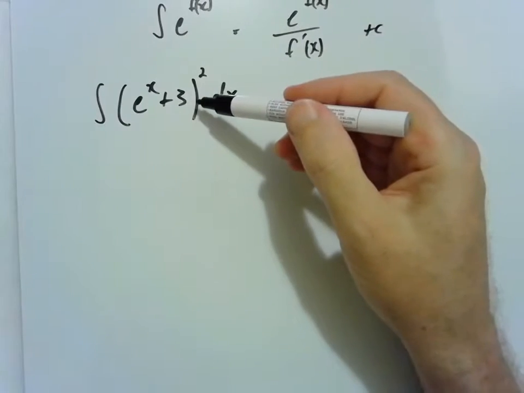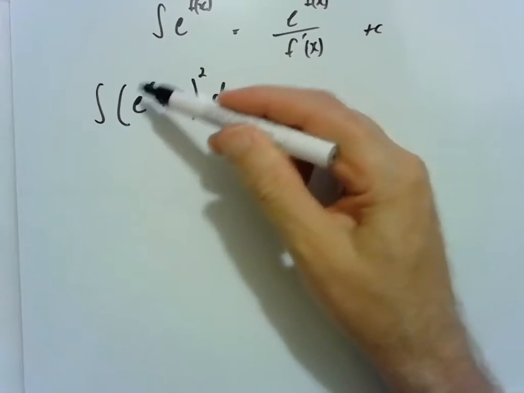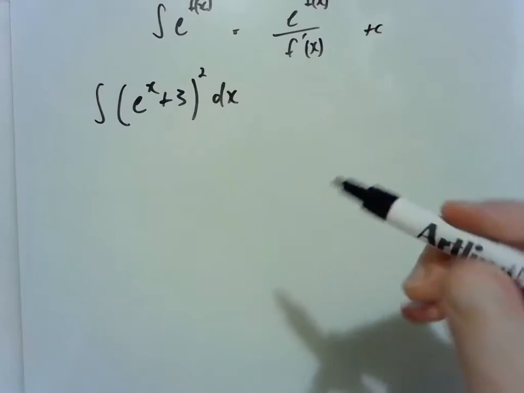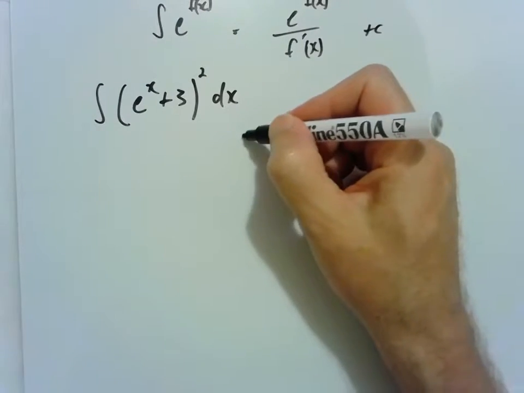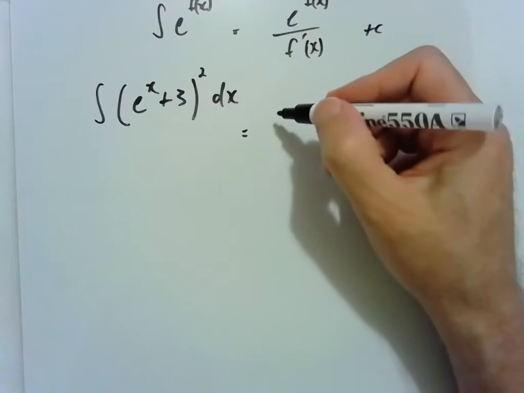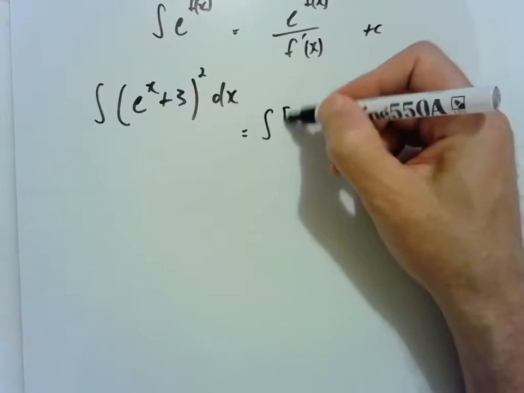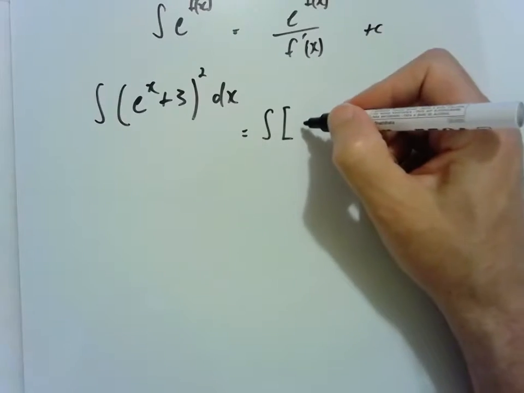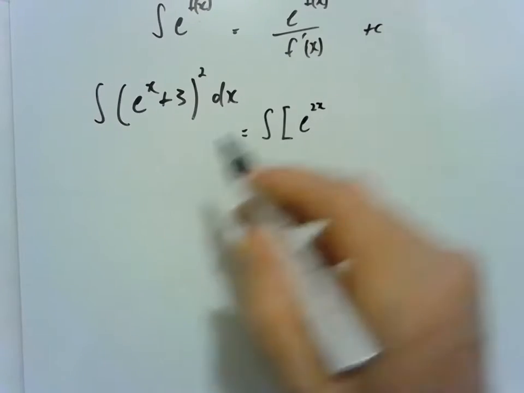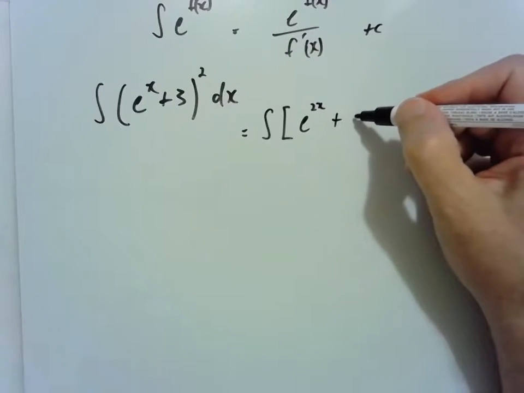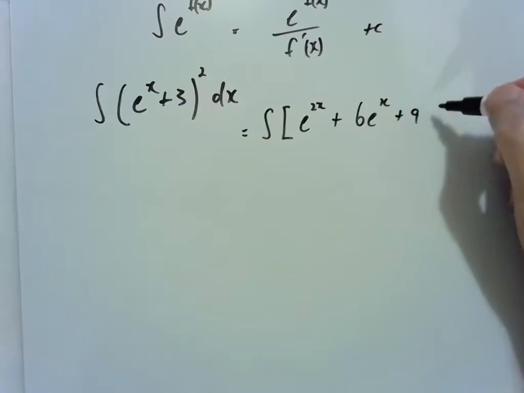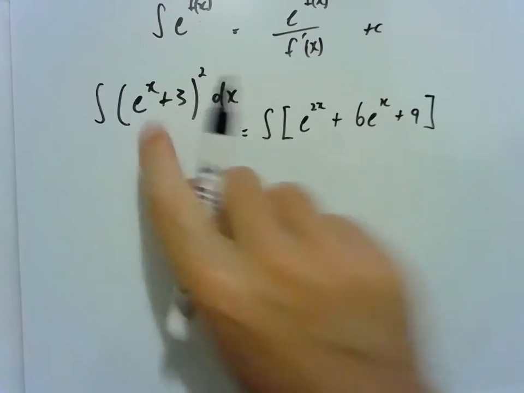But before we get there, we want to ask, is there any way of simplifying that integrand? And you can see that it's a power of 2. So why wouldn't you just expand these brackets by using your patterns? So a plus b squared is a squared, which is e to the 2x, 2ab, which is going to be plus 6e to the x, plus b squared. So that's really my bracket.